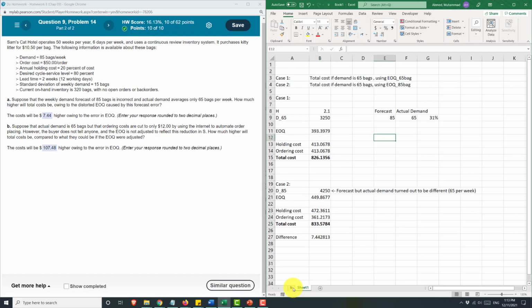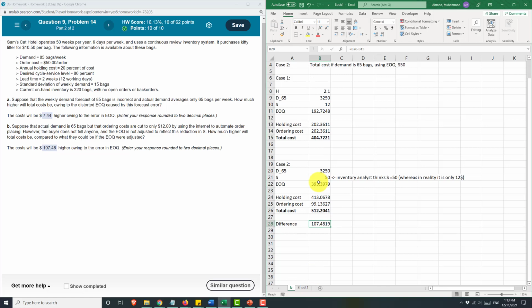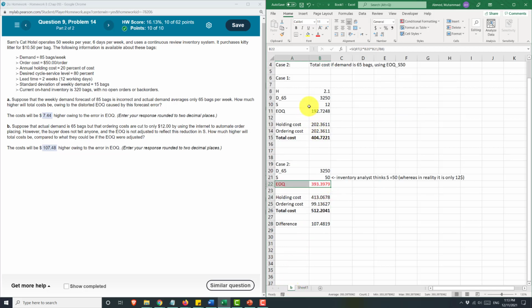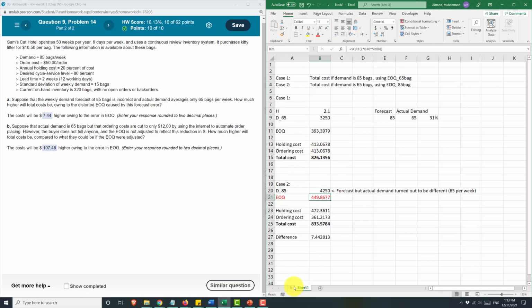So, part A and part B all say is that one of the inputs to EOQ, the actual value, is different than the value the inventory analyst used. So your EOQ value is actually suboptimal. This is the suboptimal EOQ value here, and in part A, this is the suboptimal EOQ value. Ideally you should be using an EOQ of 393, but by mistake you end up using 449. Or in this case, ideally you should be using an EOQ of 192, but because of a mistake in ordering cost you end up using a wrong EOQ. So it's showing you what happens when you make a mistake.